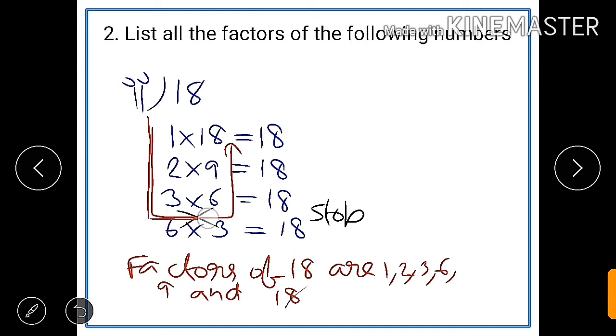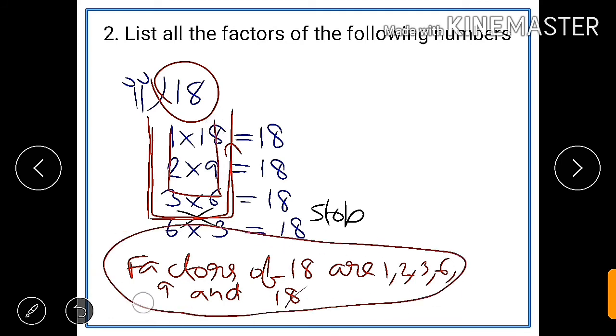So after 3 it will be 6, then we will move upward, that is 9, and lastly we will get 18. So the factors of this given number, that is 18, are 1 2 3 6 9 and 18. So we will write that factors of 18 are 1 2 3 6 9 and 18.